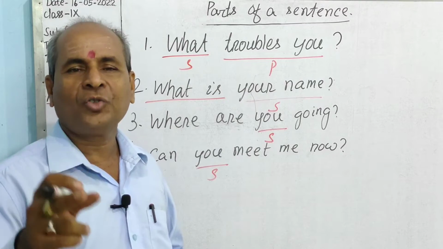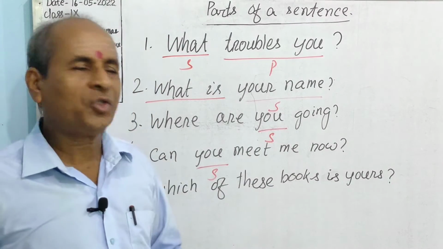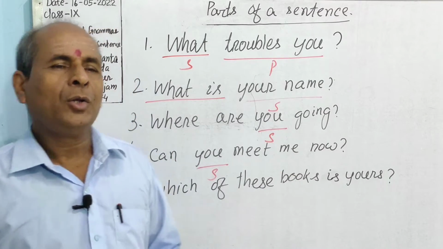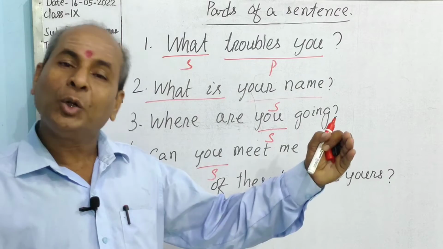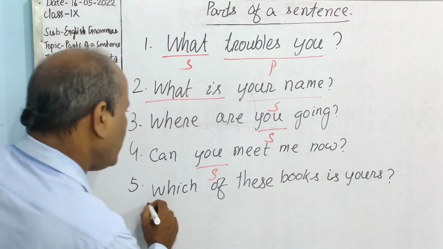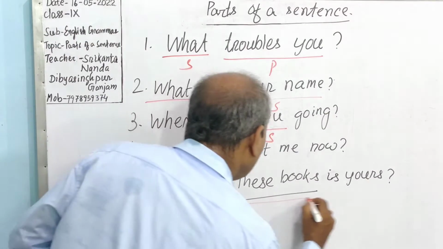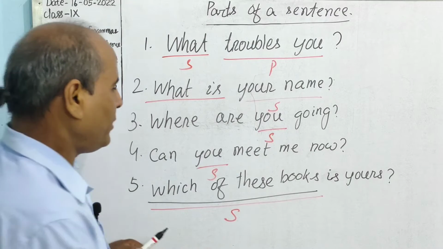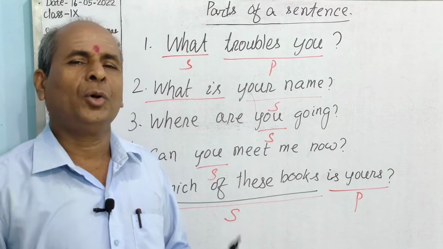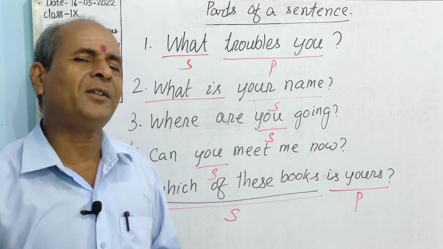Which of these books is yours? So here the subject is a long word, means a group of words. Which of these books? This is the subject. Is yours is the predicate. This is the predicate part. So now we are clear how to identify the subject and predicates in a question sentence.